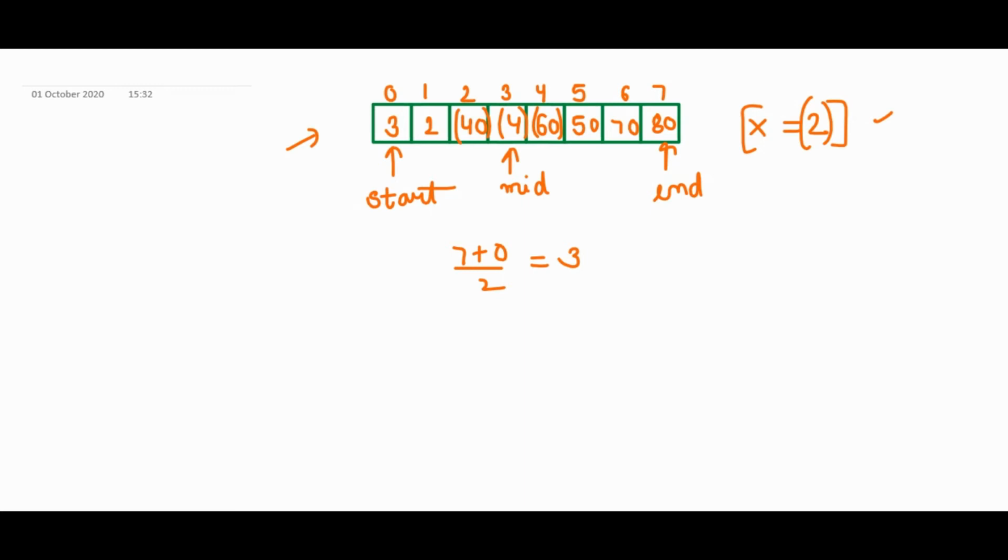So we will see if the mid minus 1th element is equal to 2. No, it is not. So we again compare it. If the mid plus 1th element is equal to 2, no, it is not. So what will we do? We have to go either left or right when all these elements are not equal.